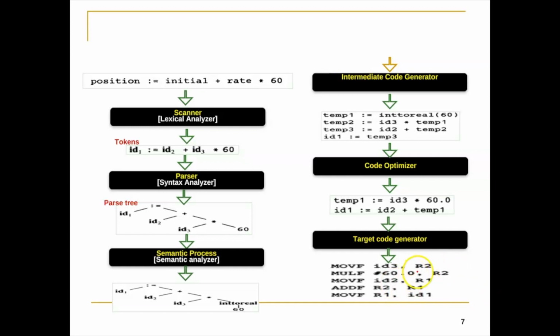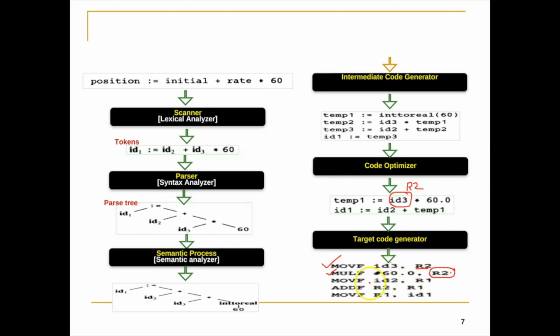So here we are using a register R2, and first of all we need to store this id3, that is this temporary variable, to this R2. That's what happens in this first step: MOVF id3, R2. So now we have id3 in R2, and now we can multiply this R2 by 60.0, and that gives us the next statement, MULF 60.0, R2. Now the result is there in R2.